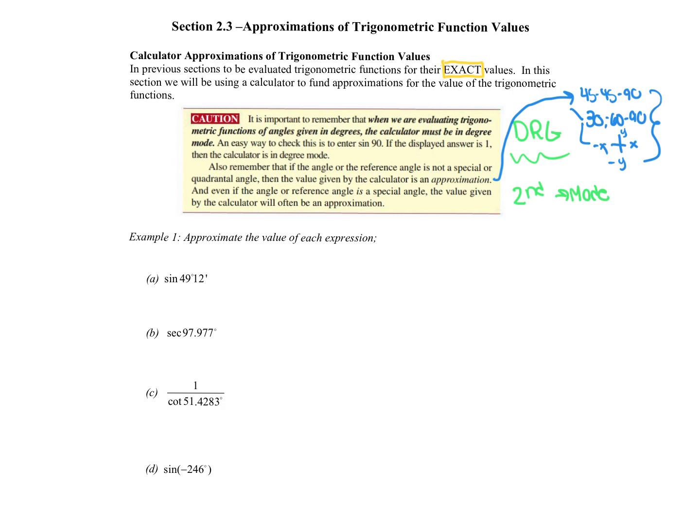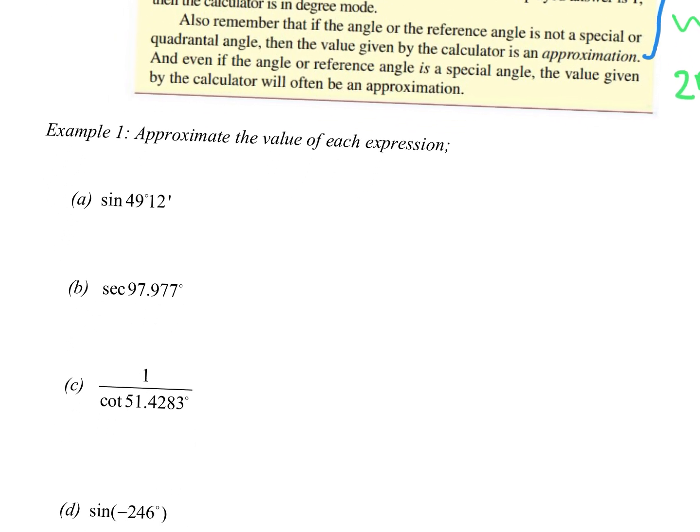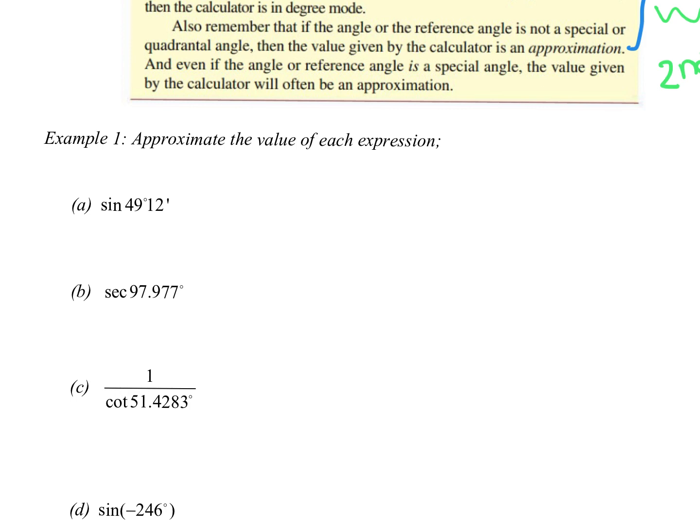So let's start off and do these problems. Example 1 says, I have sine of 49 degrees and 12 minutes. So the first thing to do is you need to convert this angle back to degrees. So you're going to do 49 plus 12 over 60. In your calculator, you want to type 49 plus parenthesis 12 divided by 60 and close the parenthesis.